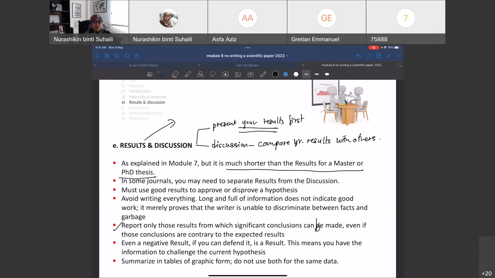Summarize in tables or graphic form. How you present the results can be in the form of graphs for quantitative data, and it can be in the form of pictures. How you know which one is suitable depends on your data. Quantitative data is based on numbers, so it's best to put it into graphs or tables, so that it's much easier to compare and see. But if your results are qualitative, meaning something to do with characteristics or features, for example the morphology of a bacterial structure, you cannot put it into numbers.